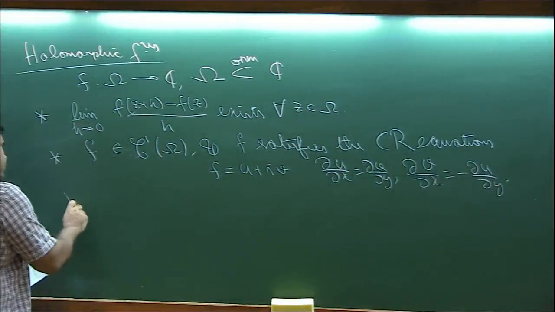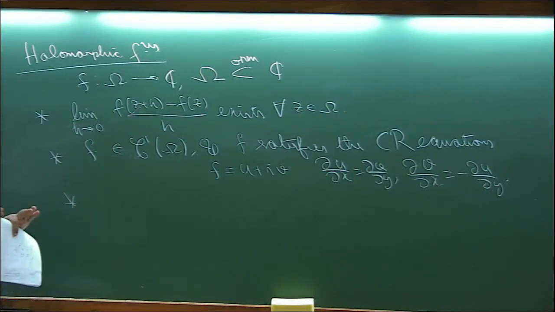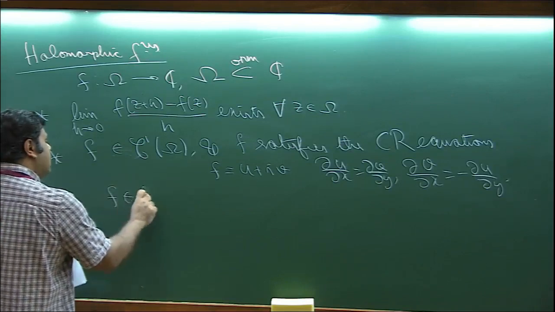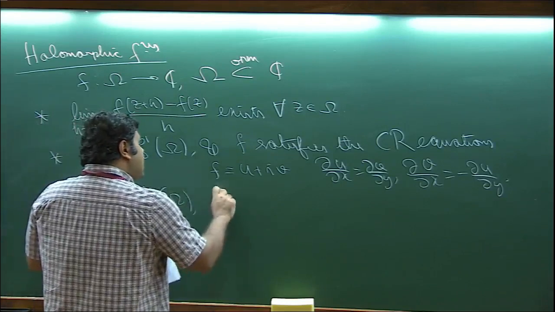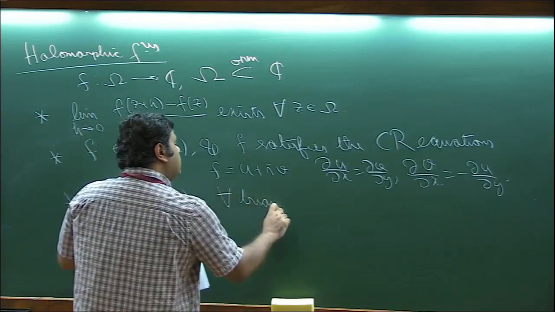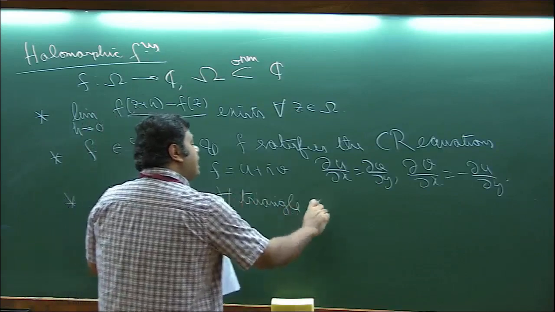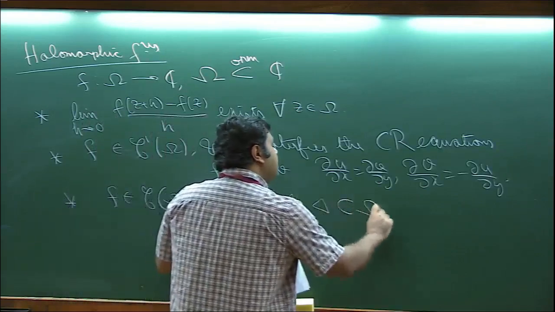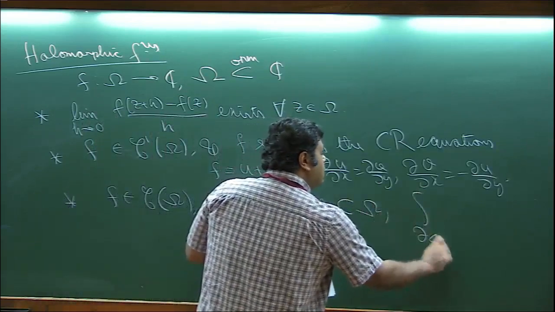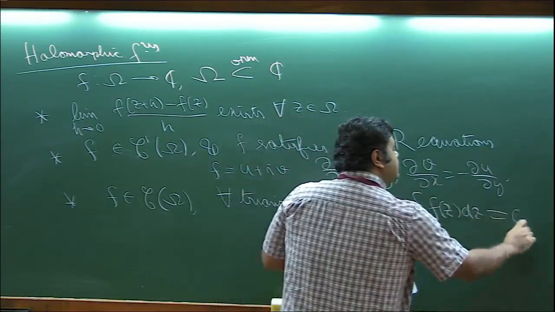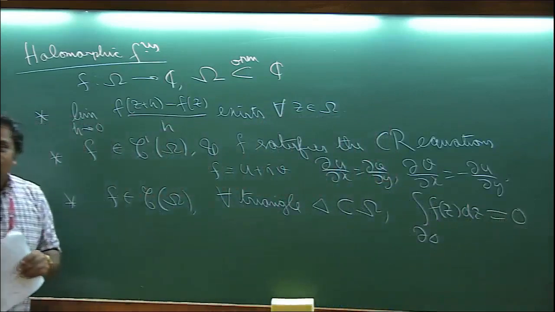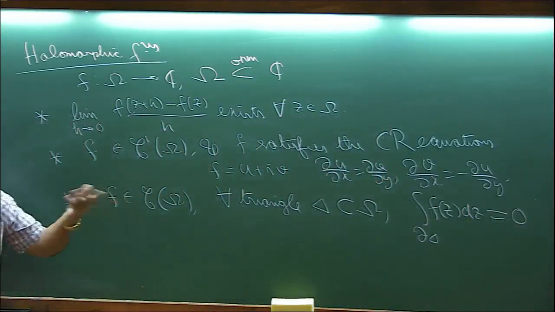Another definition, probably not so popular: f is continuous on omega, and for each triangle, by triangle I mean solid triangle, contained in omega, if I integrate f of z dz along the boundary, I get 0. So depending on your point of view, this is either a theorem or a definition, but this also defines exactly the same class of functions.